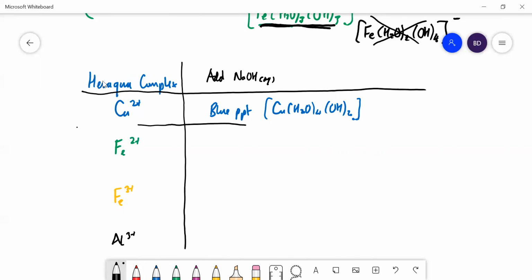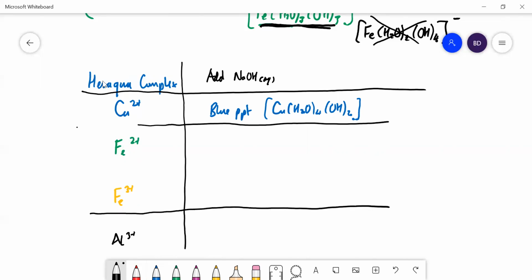Iron 3 is very easy. What happens there is you're going to get a nasty, horrible brown colored precipitate.